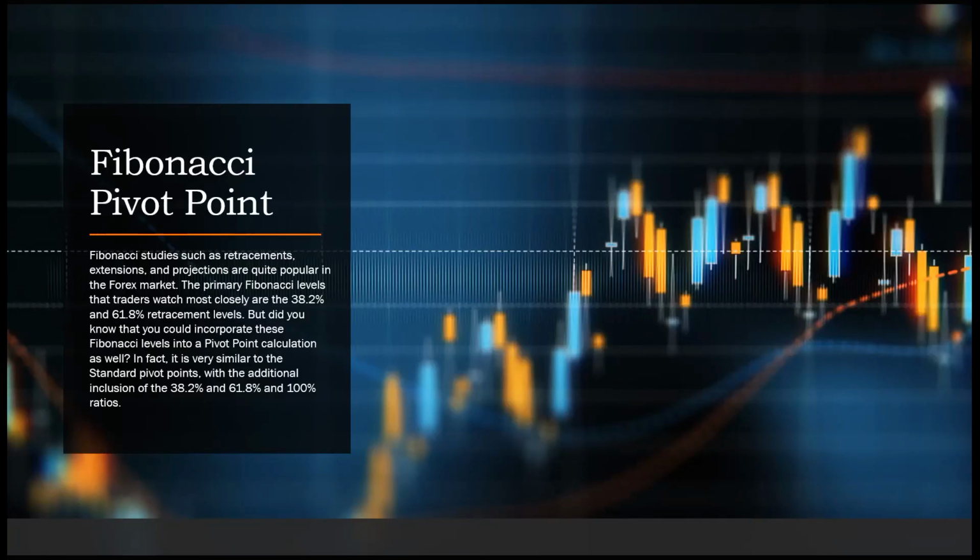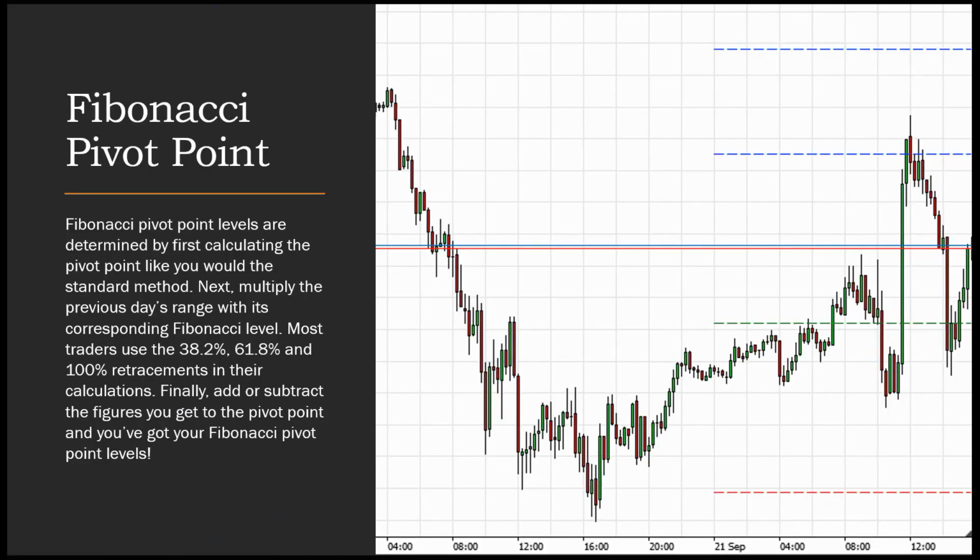And then Fibonacci pivot points. Fibonacci studies such as retracements, extensions, we all know them, 38.2, 61.8, 100%. Okay. The primary Fibonacci levels are used to incorporate these in pivot point calculations. In fact, it's very similar to the standard pivot points with the additional inclusion of a 38.2, a 61.8, and a 100% ratio. Fibonacci pivot point levels are determined by first calculating the pivot points like you would for the standard method. Next, multiply the previous range with the corresponding Fibonacci level.